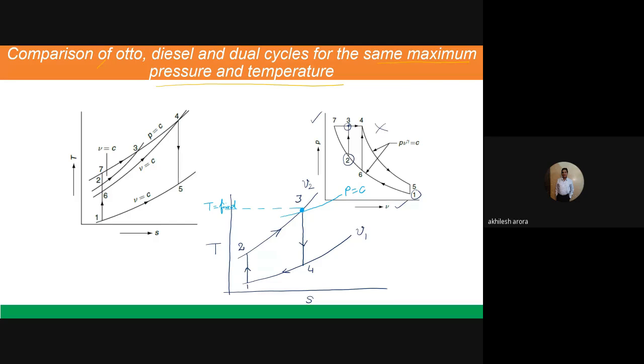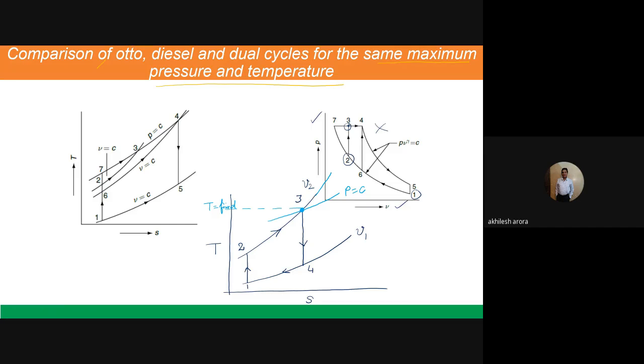Okay, this would have been drawn a little bit up, so just a second, give me a minute. Okay, so this is the constant pressure line, and its slope is lower in comparison to the constant volume line, which is shown here.